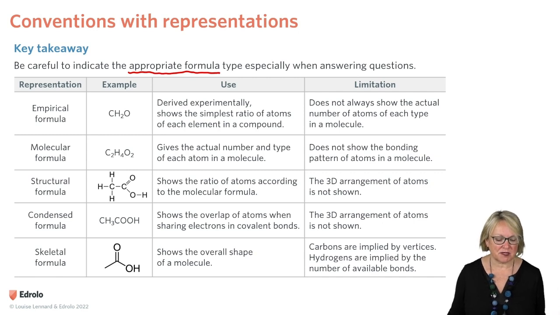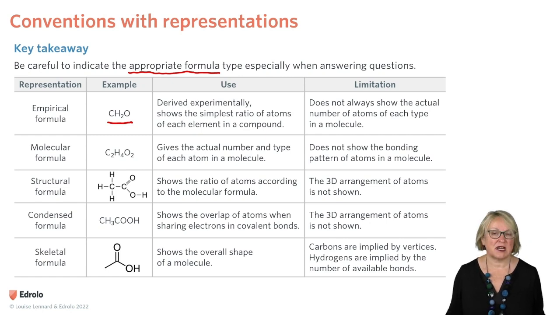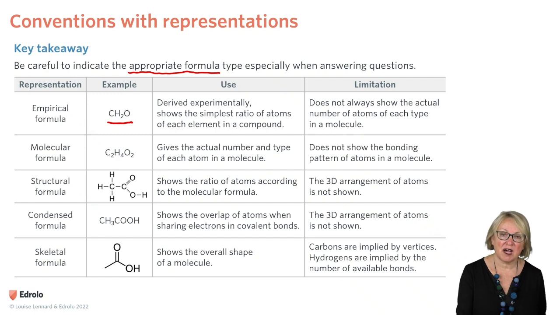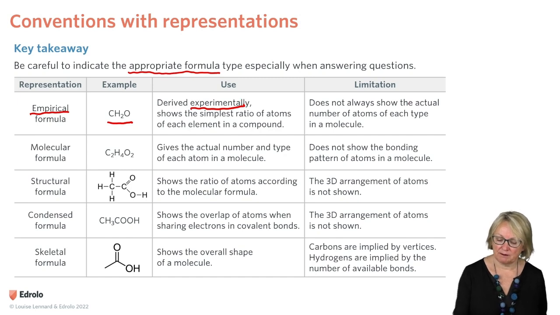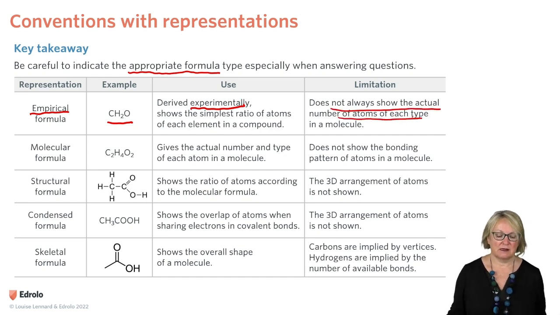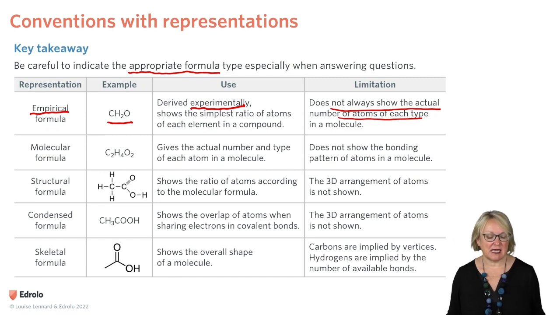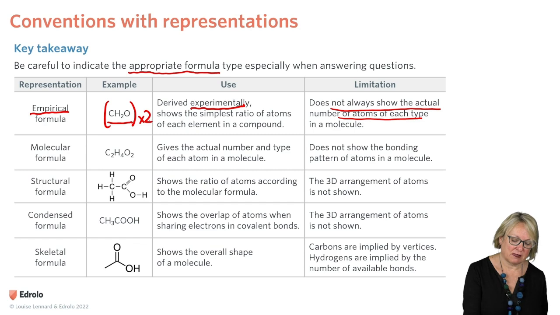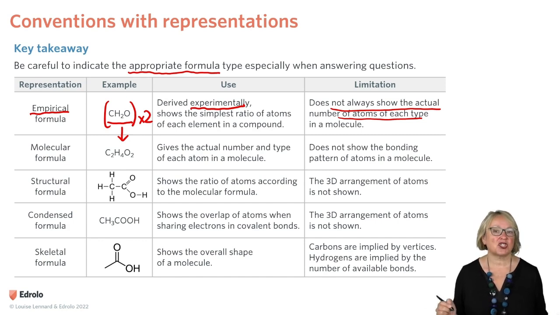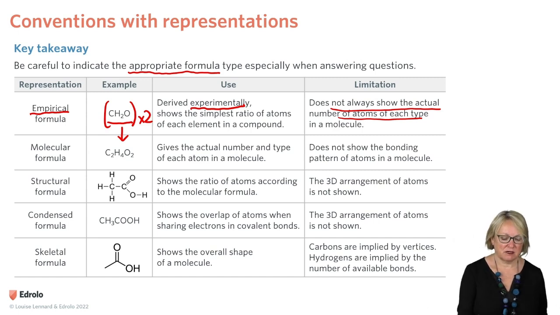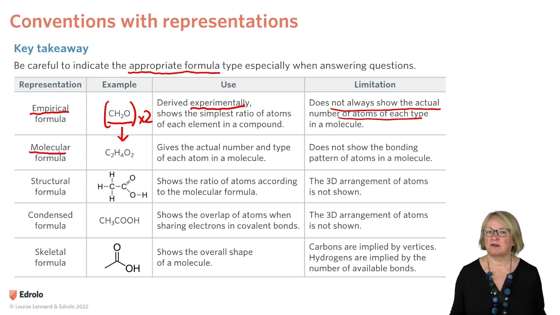So some typical examples. Empirical formula is the simplest ratio of elements of different atoms in a compound, and it's derived experimentally. That's where the word empirical comes from. But it doesn't always show the actual number of atoms of each type. Molecular formula: if we multiply CH2O by 2, we get the molecular formula C2H4O2, and that gives the actual number and type of atom in the molecule, but it doesn't show you how those atoms are arranged. So the molecular formula gives you the actual number of atoms of each type in the molecule, I should say.